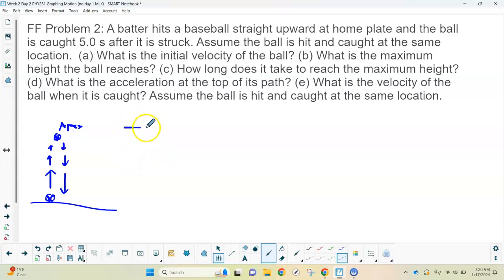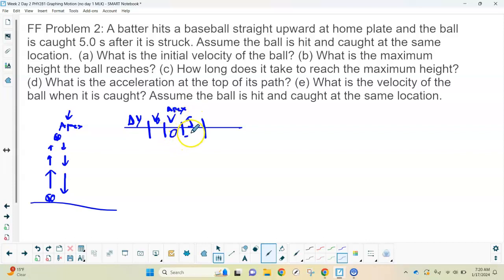So I'm going to start trying to fill in my chart. In this particular problem, using the apex is helpful because you might not know enough information if you don't use that position. So delta y, we're not sure about. The initial velocity, we're not sure about. If we use the apex, I'm going to write apex above the velocity here so I know that's where I'm talking about. At the apex, the velocity is 0, so that's good.